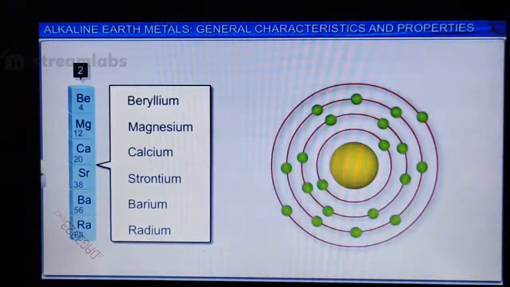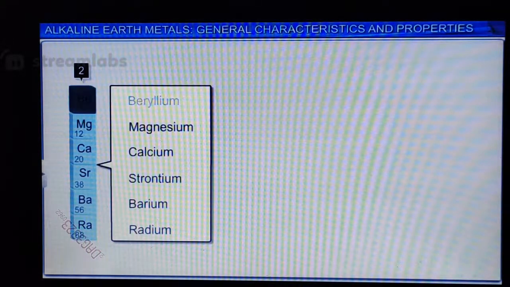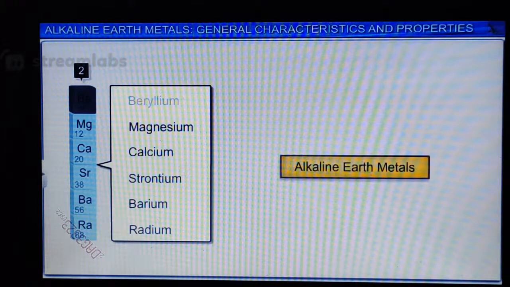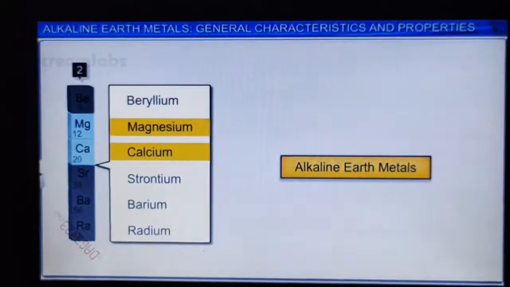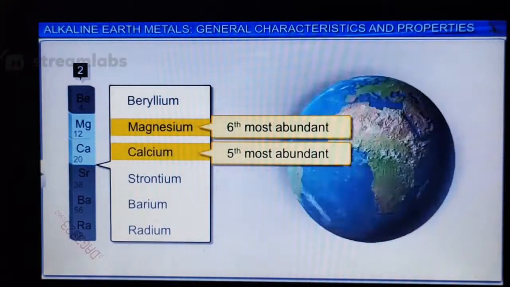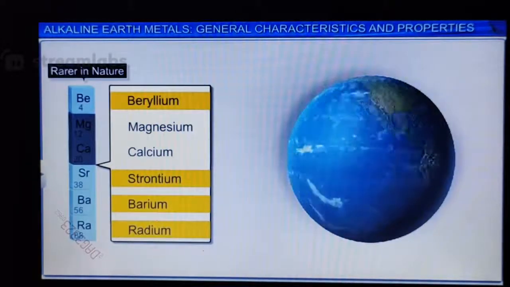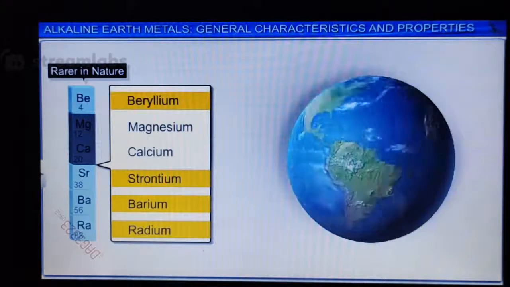and NS2 is their general outer shell electronic configuration. Again, beryllium is an exception, and all others are called alkaline earth metals because their oxides and hydroxides are found in nature and they are alkaline in form. So ठीक है, most abundant elements की अगर मैं बात करूं तो calcium and magnesium which are found on planet Earth, they are the 5th and 6th most abundant elements on planet Earth by mass. बाकी सब elements are also present but very rare, और radium तो radioactive है तो उससे दूरी रहो.